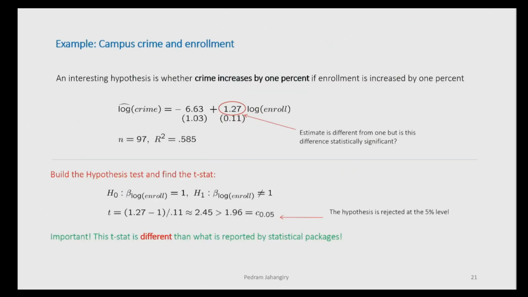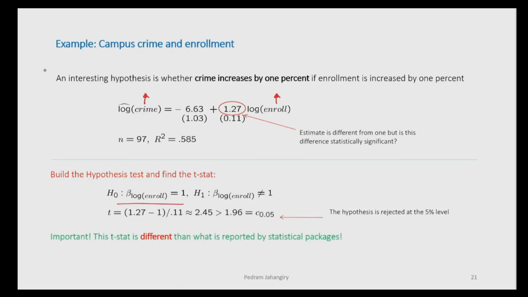Okay, let's look at an example, and we will see why sometimes we're interested in testing against a number different than 0. So here's an example: campus crime versus enrollments. Imagine we're regressing log crime on log number of enrollments, right? And this is a log model, suggesting constant elasticity. Let's say I'm interested in whether a 1% increase in enrollments will lead to exactly a 1% increase in crime. If that's the case, our null hypothesis is going to be this.